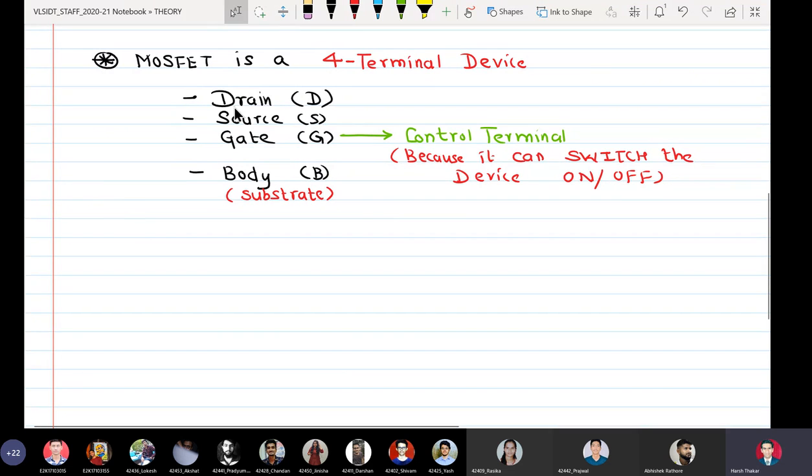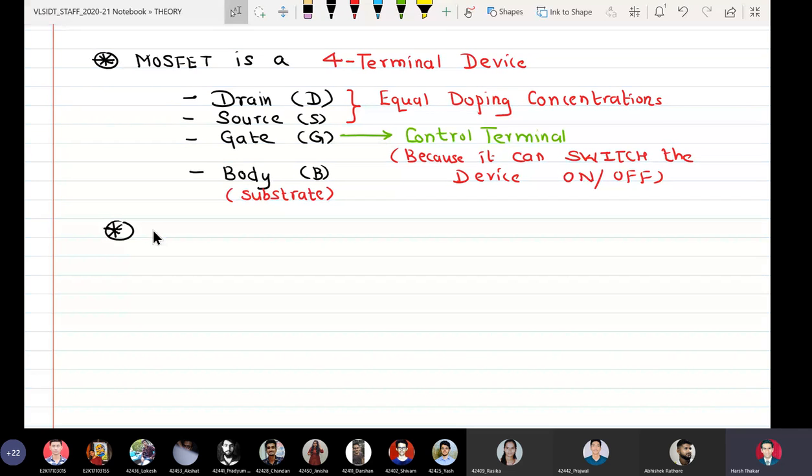Another important fact is both of them have equal doping concentrations. Because we are studying VLSI, and currently in VLSI we are speaking about digital applications. That is why we understand that these MOSFETs are going to be used for implementing digital systems. That is why these transistors must act as a switch.